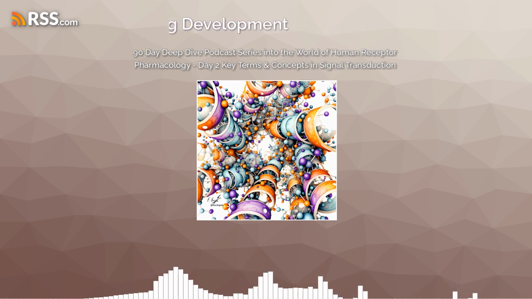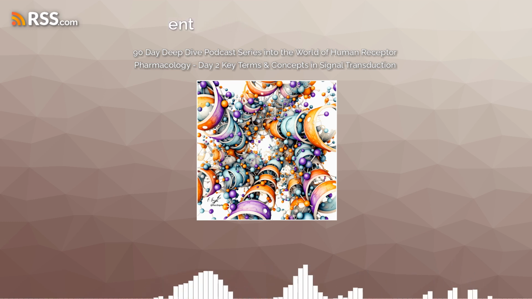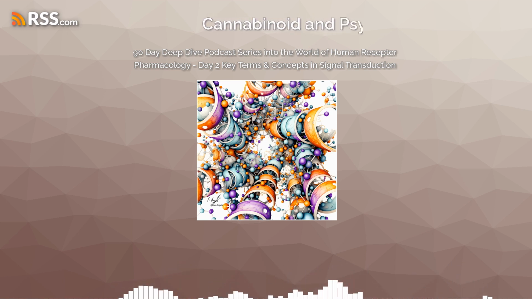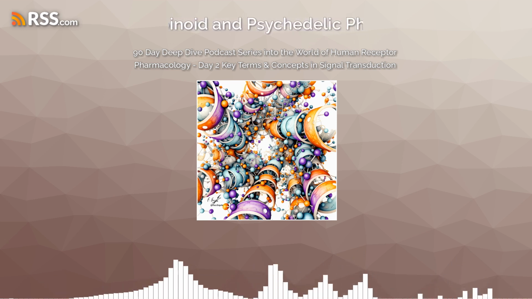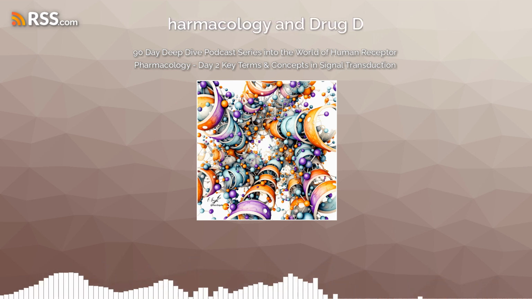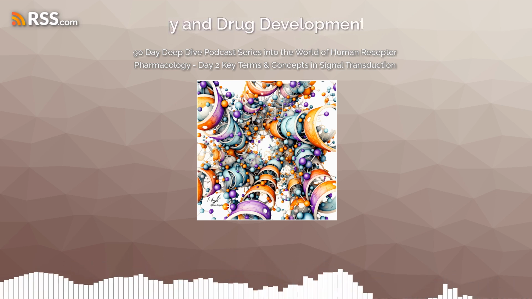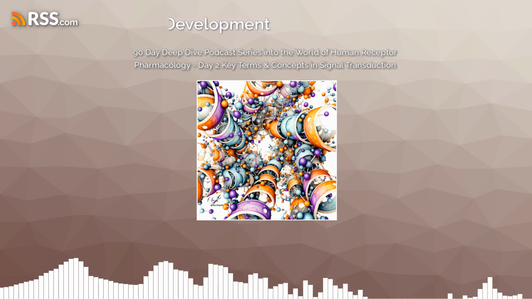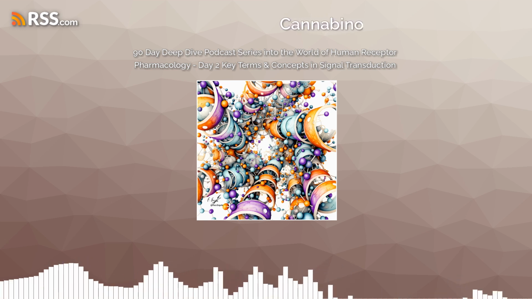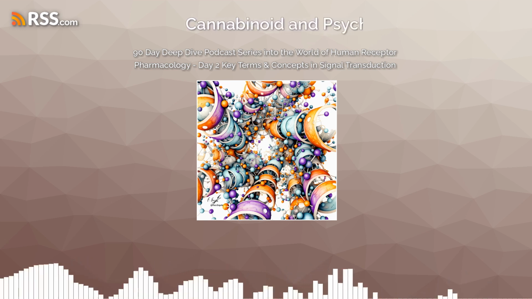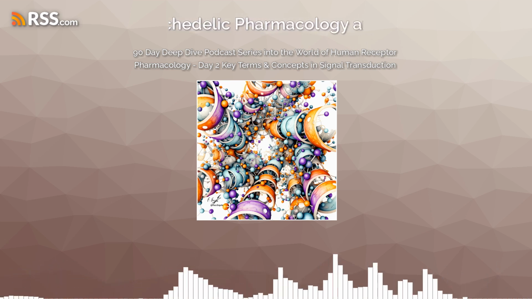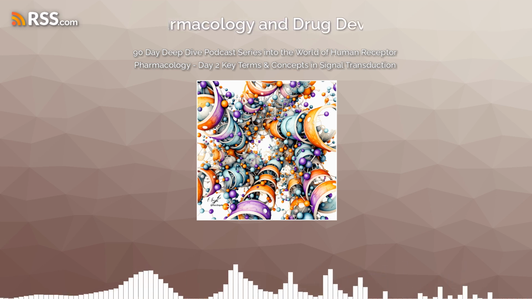By understanding how drugs interact with specific receptors, we can design therapies that are more targeted, more effective, and have fewer side effects. It's like having a toolbox full of specialized tools instead of just a hammer. Each tool is designed for a specific purpose, and that lets us make precise repairs without causing any unintended damage.